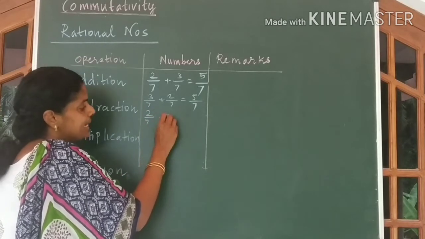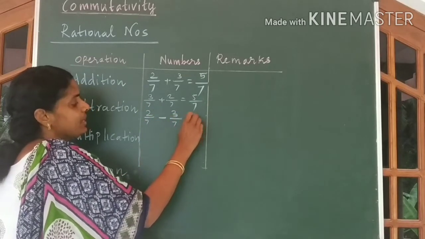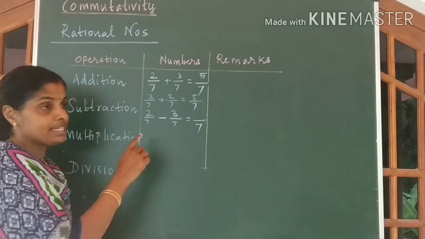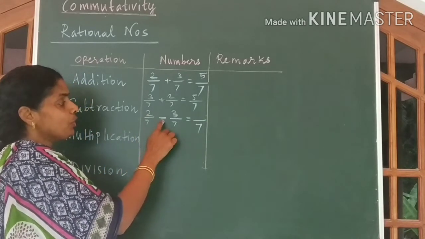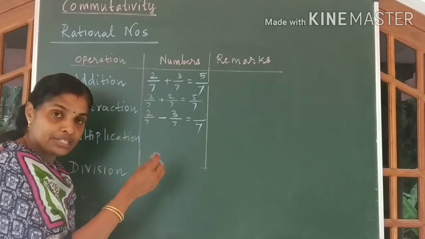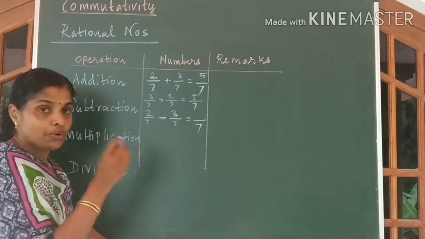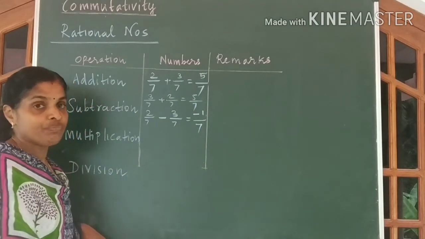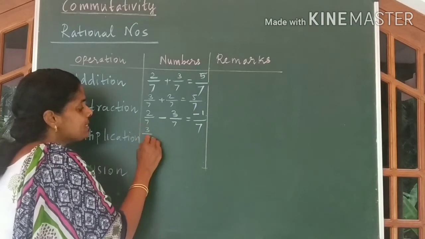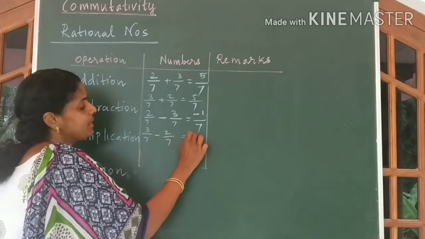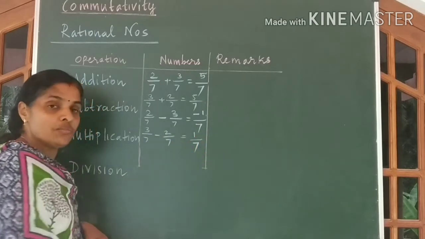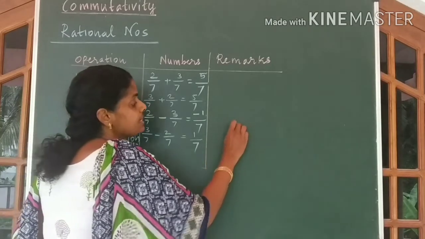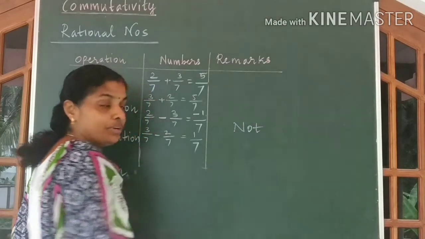Come to subtraction. 2/7 minus 3/7. Denominator is 7. But look at the numerator. From 2 you are subtracting a larger number 3. So you get -1 in the numerator. But what is 3/7 minus 2/7? You are going to get 1/7. So in this case, it is not commutative.